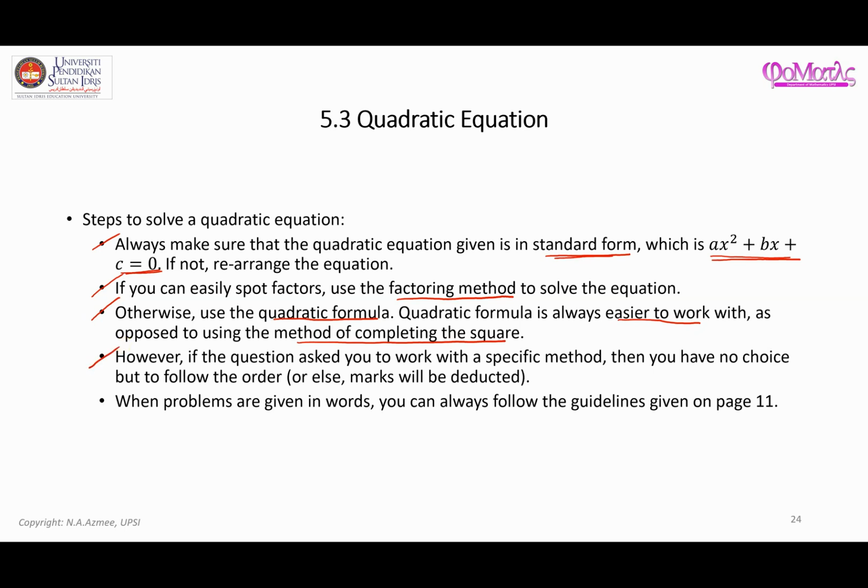Now, when problems are given in words, you can always follow the guidelines given on page 11. So this is the guideline for solving the linear equation.